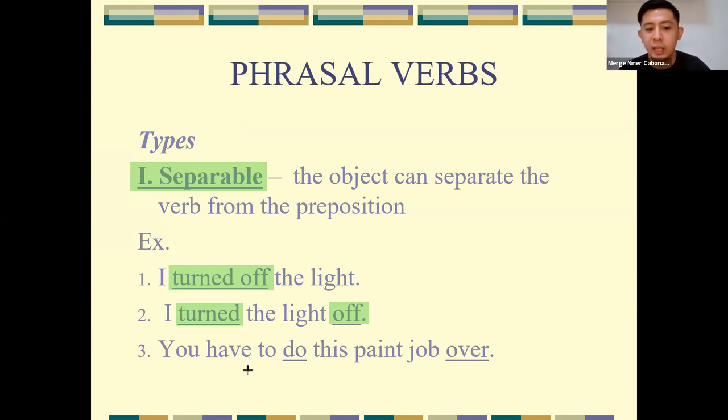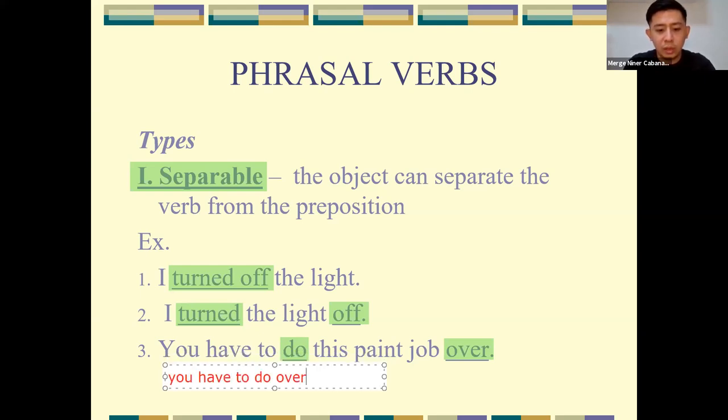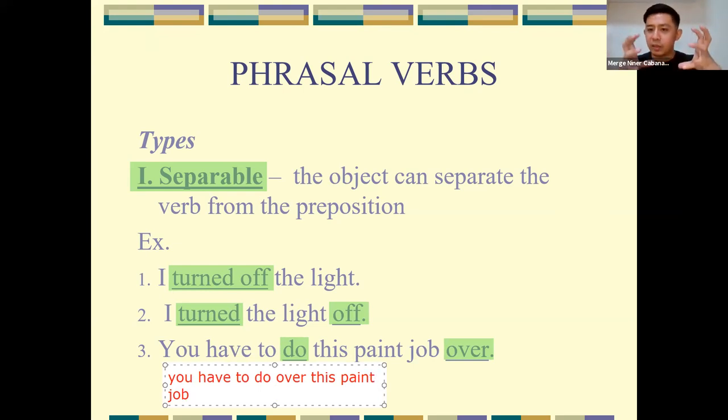Okay. What about this? You have to do this paint job over. So if I'm going to combine them, you have to do over this paint job. That's it. So it's either you put them together or you put them apart because they can be separated. That is the first phrasal verb type that we're going to study.